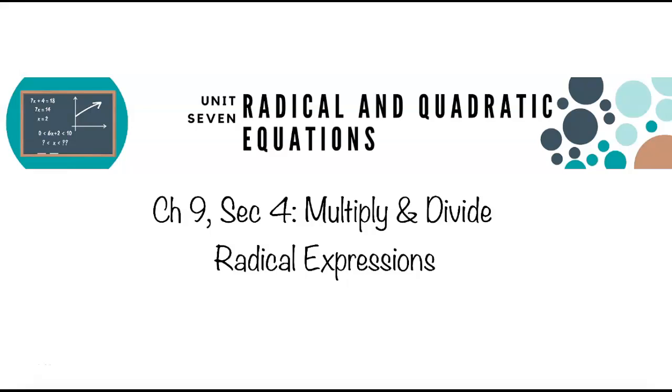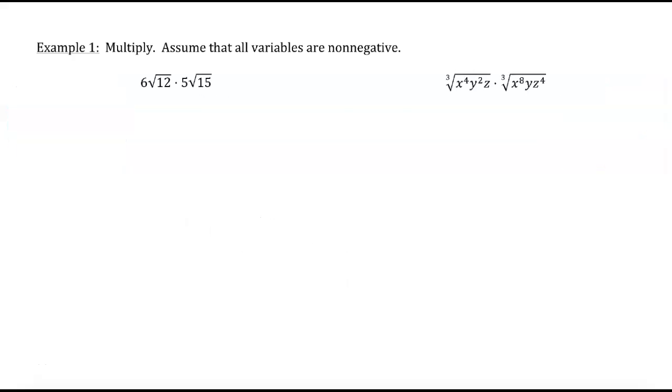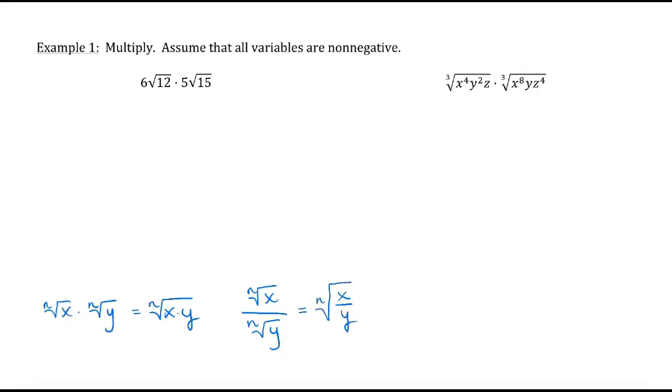In this lecture video, we're going to learn how to multiply and divide radical expressions, including rationalizing the denominator. When we multiply two radical expressions together that have the same index, such as the nth root of x times the nth root of y, we can rewrite this as the nth root of the product of the radicands, x and y. Similarly, when we divide two radical expressions with the same index, the nth root of x divided by the nth root of y, we can write this as the nth root of the quotient of x and y. We learned these properties in a previous lesson, but they apply here as well.